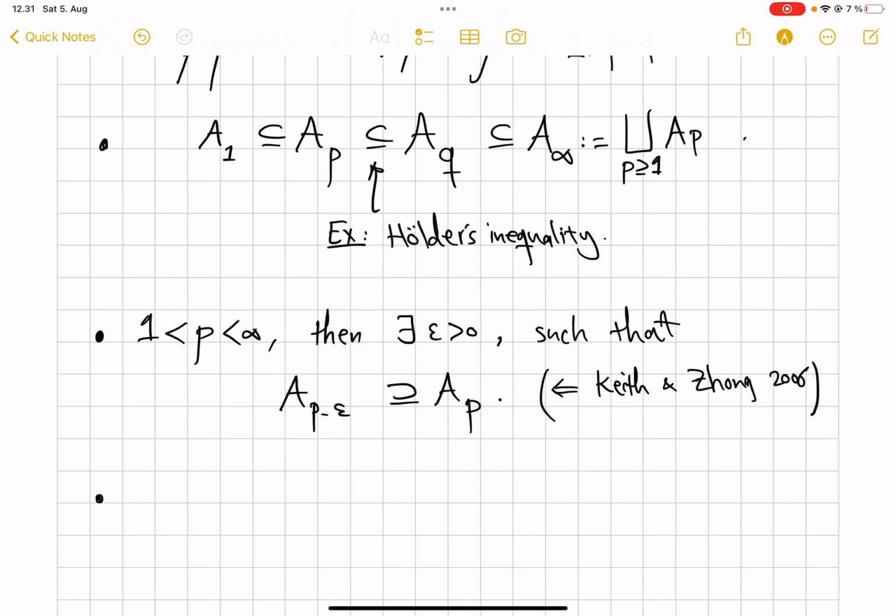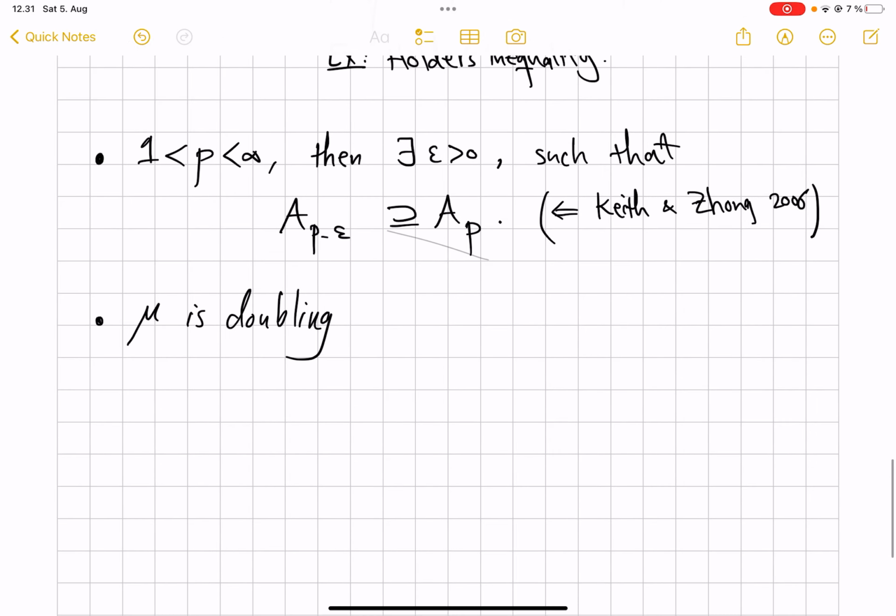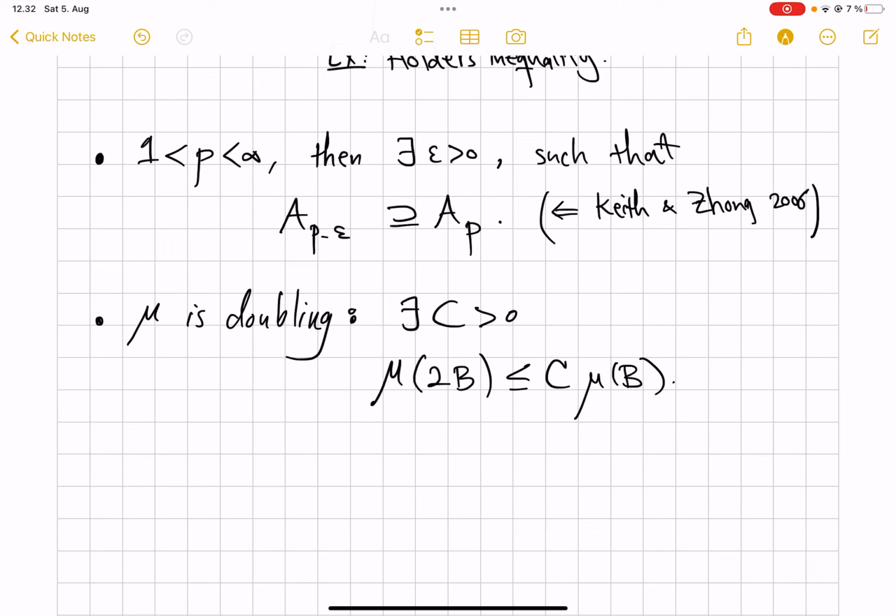Back to a bit easier fact is that this mu is doubling. One of the properties of metric measure spaces that we said is important is the doubling condition. This means that there is a constant, universal, independent of the ball, so that the measure of the ball of twice the radius is bounded by this constant C times the measure of the ball itself. And this is again happy news because so many results about metric measure spaces use doubling of the measure.